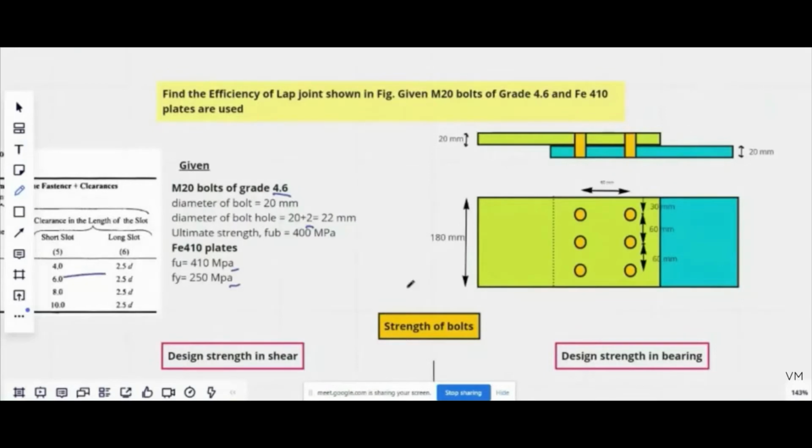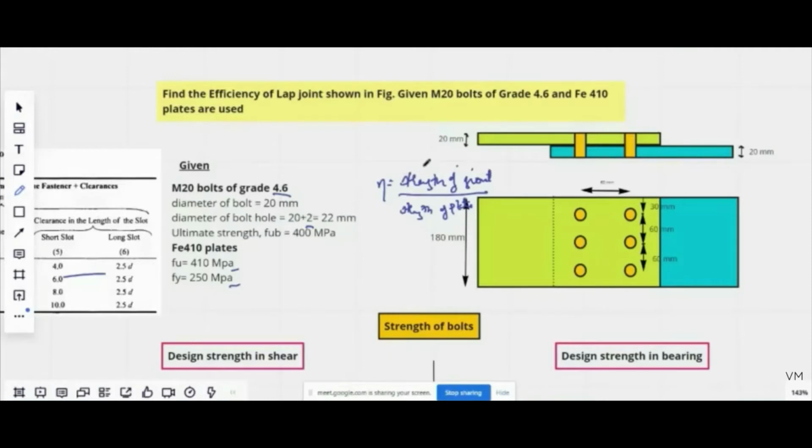To determine the efficiency of a connection or a joint, we need to calculate the strength of the joint and relate it with the total strength of the plate. So to determine the strength of the joint, we need to see all the possible ways in which my joint may fail.